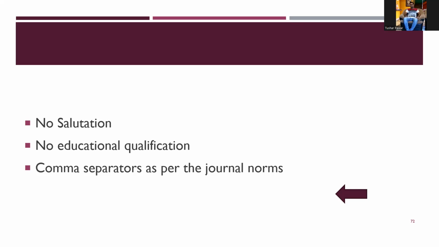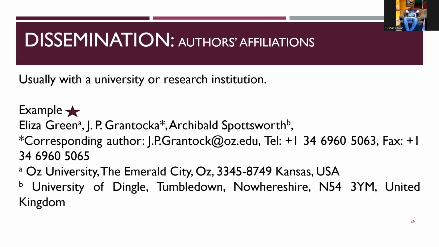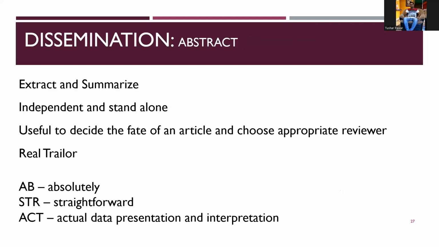Sometimes the journal asks for the qualification, then only you write it; otherwise don't write the qualification also, and use comma separators as per the journal norms. So be specific to the journal norms again here. So here you'll see that only the names of the universities are written. It's not written what position they are holding. So that is not supposed to be written unless asked.